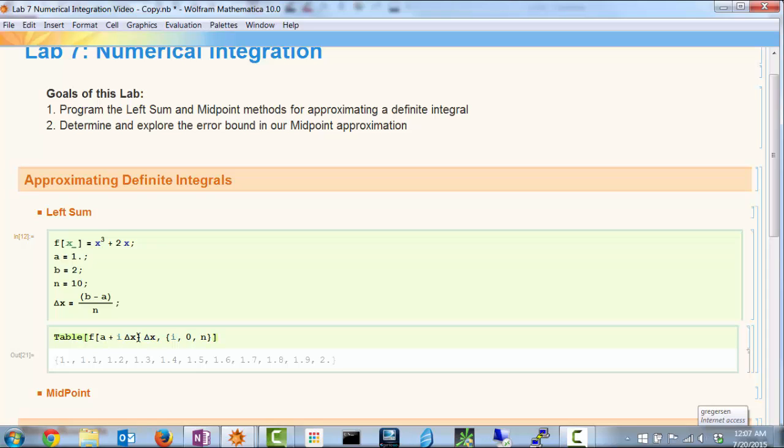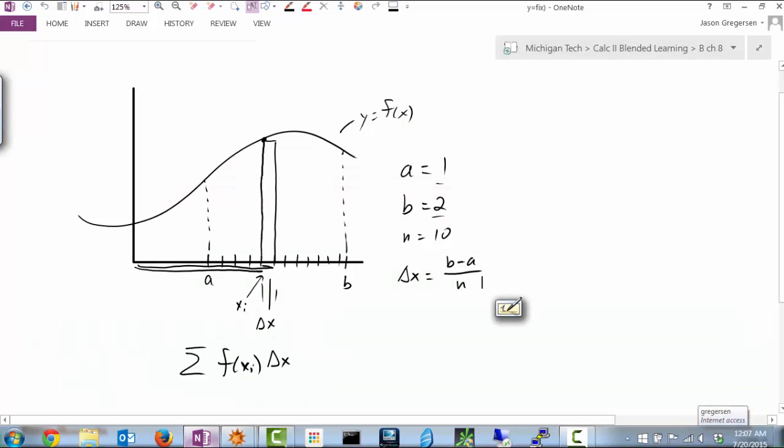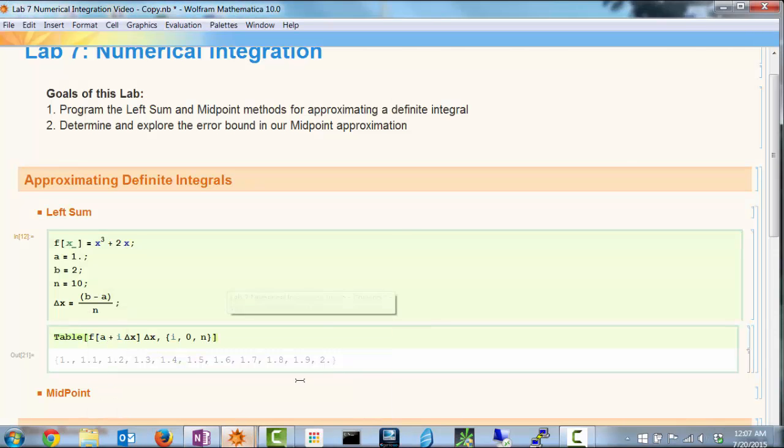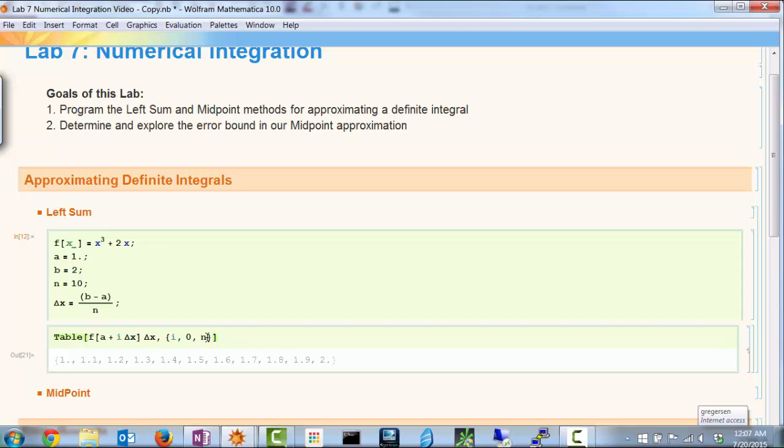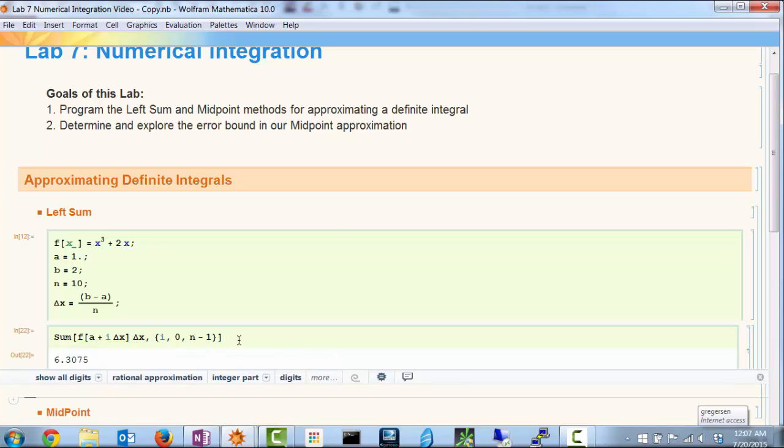Now, the one thing I have to account for here is that I actually don't want that last one. So if I go back to my little drawing here, I would add up all these little rectangles. But I actually don't want this last rectangle because that's going outside of my interval. So I don't want that value of 2 at the end. So instead of looking at all those from 0 to n, I'll go to n minus 1. And instead of just listing all these area values, I actually want to add them all up. So I will use the sum command instead of the table to actually add up those values. And then I had this value of 6.3075.